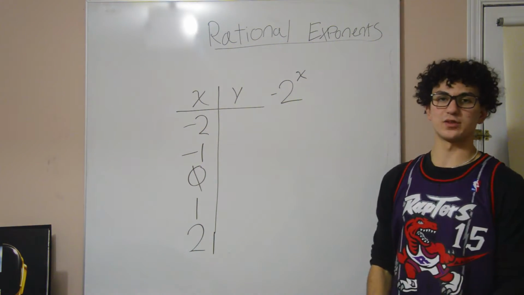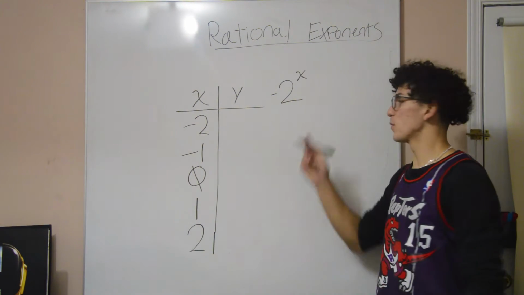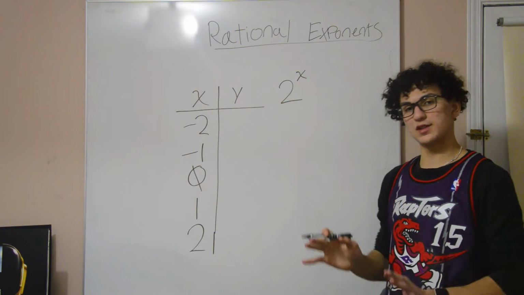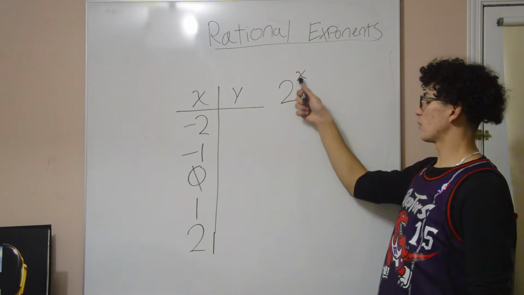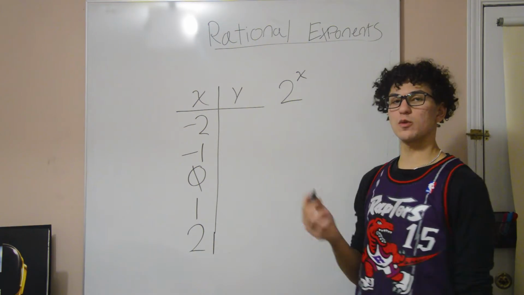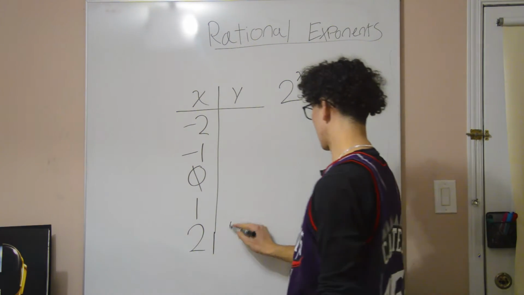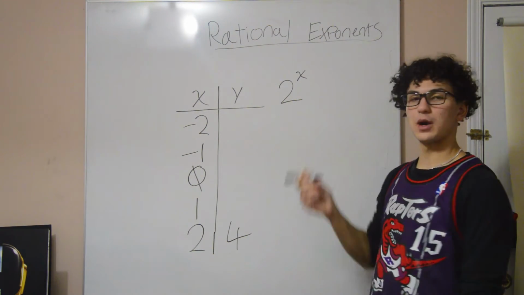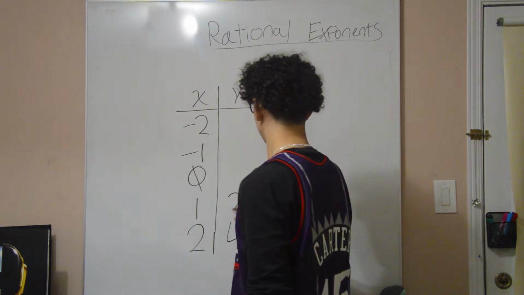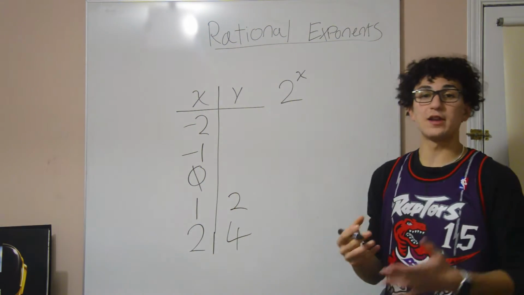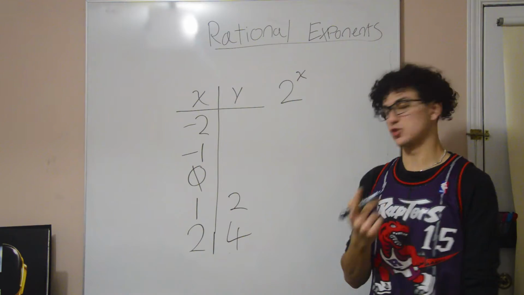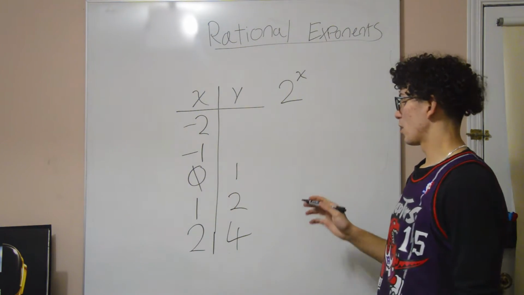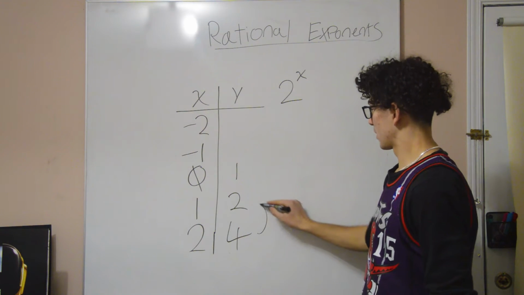But let's talk about it for a second, and let's make a table. This is a table of, not negative 2, just 2 to the x. So when x is 2, so 2 squared, what is 2 squared? Well, it's 4. Okay, when x is 1, 2 to the power of 1, well, that's just 2. And when x is 0, anything we know to the power of 0 is just 1. And let's stop right there for a second. Hopefully you guys are seeing the pattern.